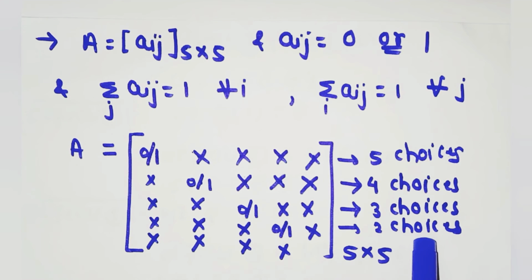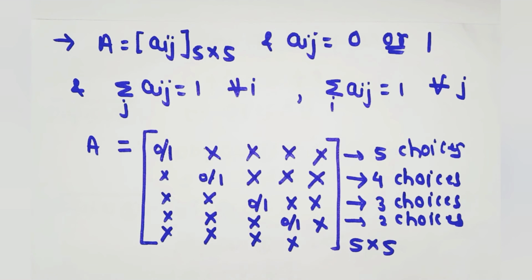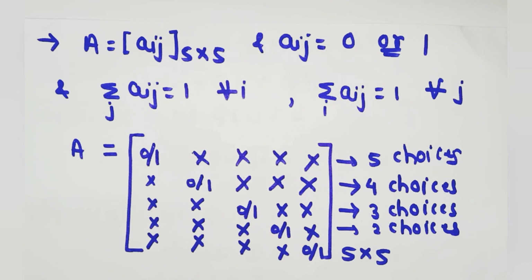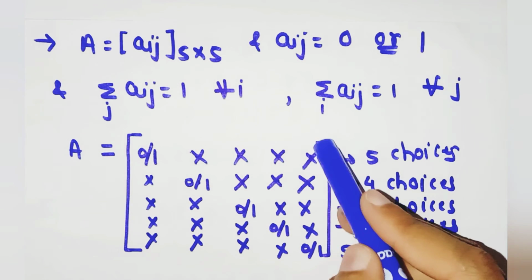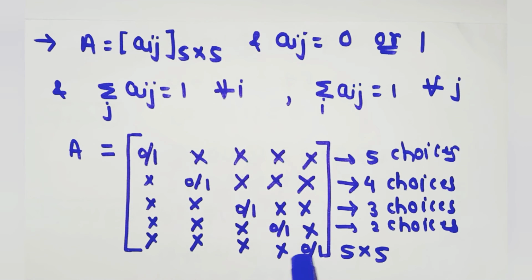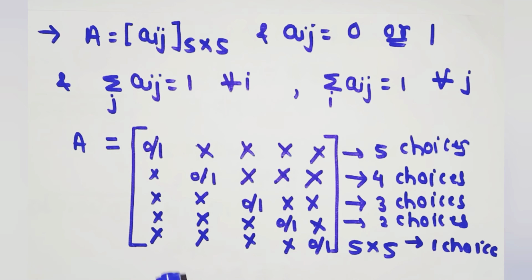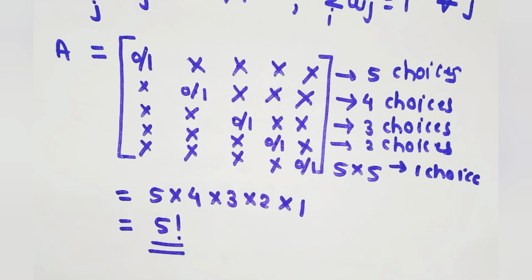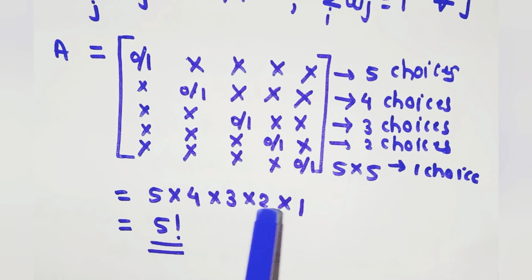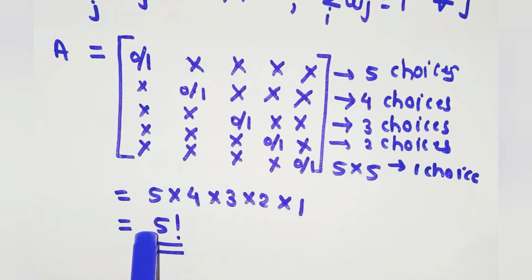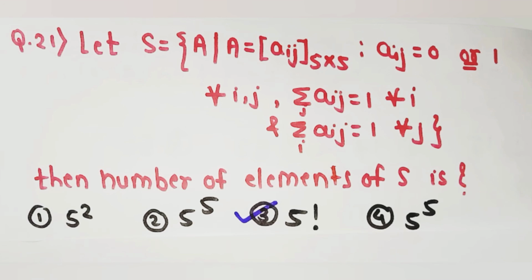The fourth row has 2 choices. Lastly, we have only one place, therefore we put 1 there, and this place can fulfill our given condition, that is each column sums to 1 and each row sums to 1. Therefore, the fifth row has only one choice, that is, matrix A has 5 into 4 into 3 into 2 into 1 choices, that is 5 factorial. Therefore, option 3 is true.